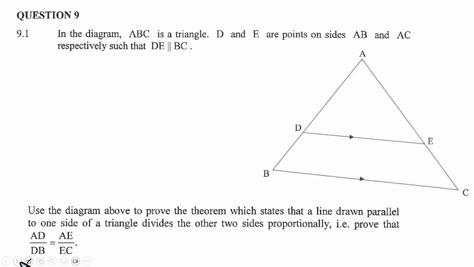Right. So the next thing now is to look at this particular question. In the diagram, ABC is a triangle. D and E are points on sides AB and AC.